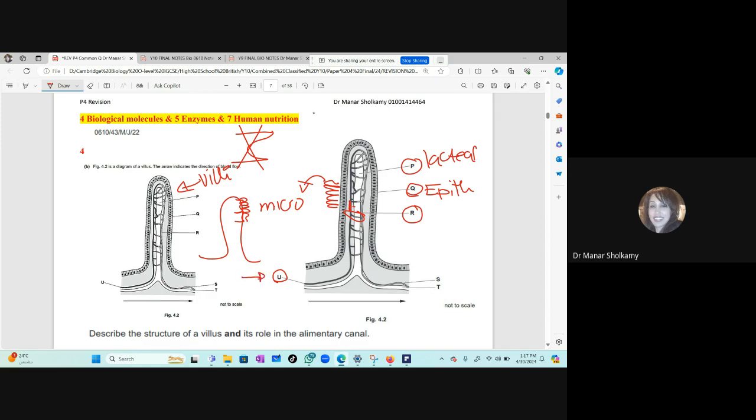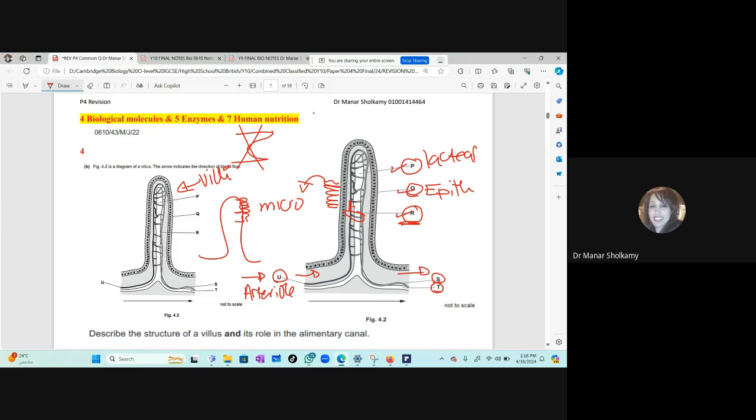What is U? If they put an arrow and U is towards the capillary, what is U? Arteriole. Okay, you're not far from being correct, because the arteriole is a branch from the artery. So U is an arteriole that will provide oxygen and nutrients to the villi. And then here we have capillaries that will exchange materials, because the villus itself needs oxygen and nutrients. And what is S, in case they ask you? Venule. Very good.